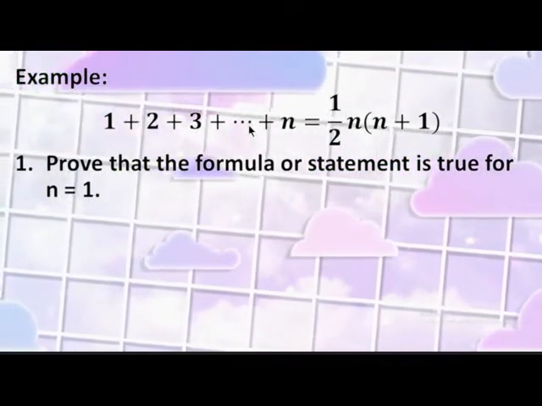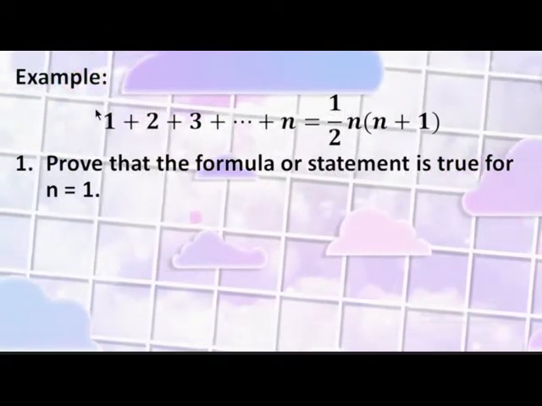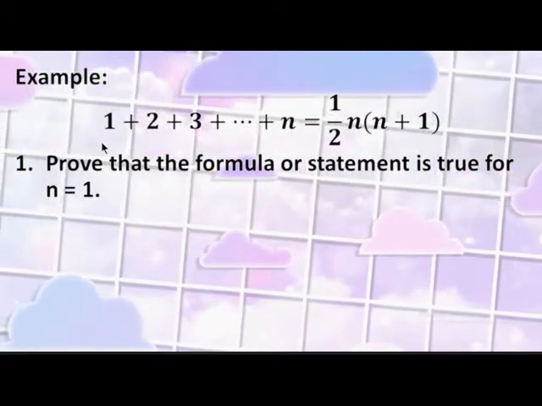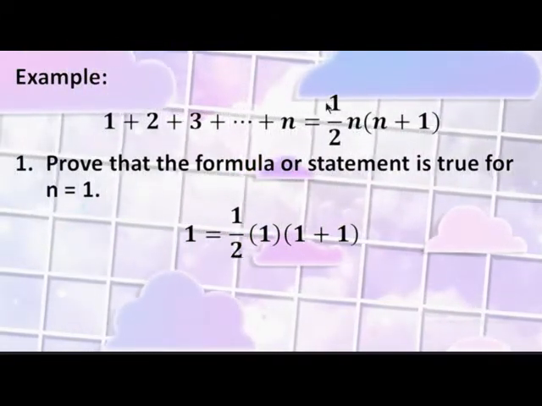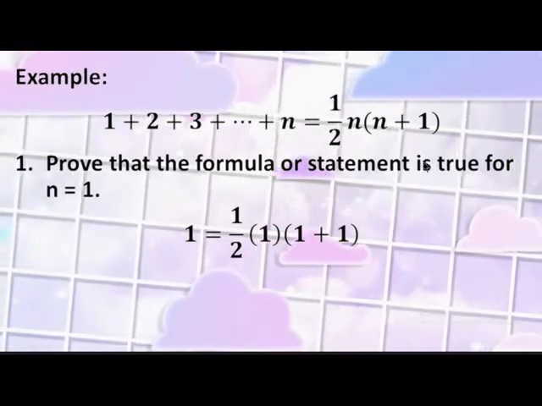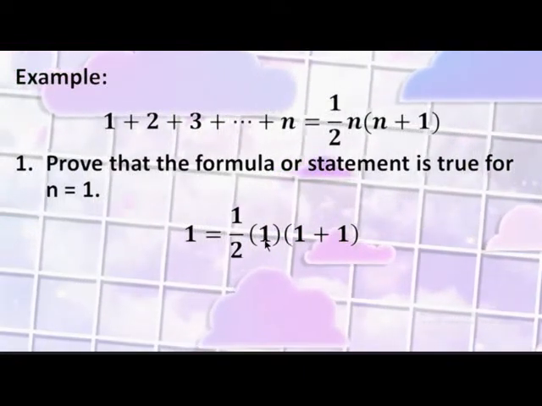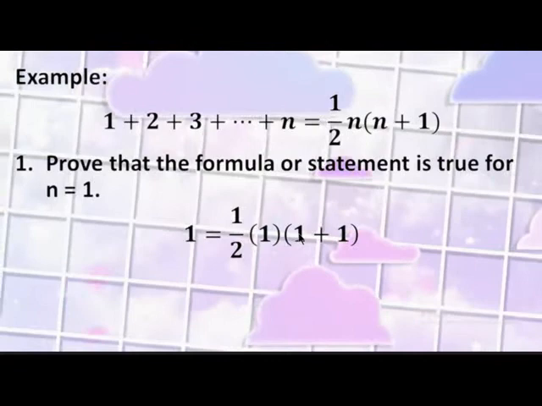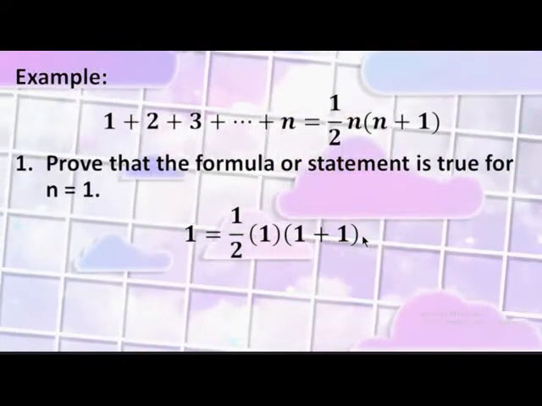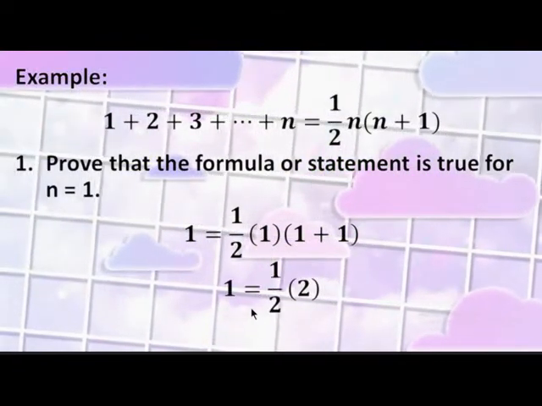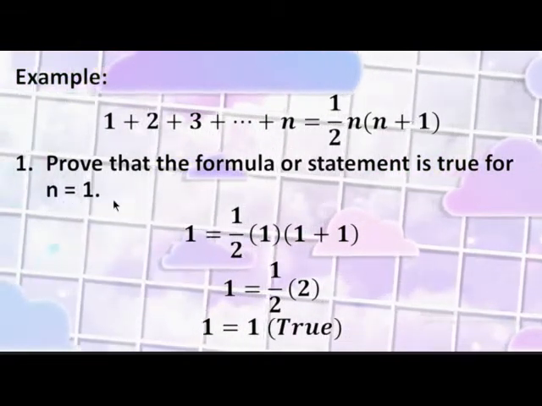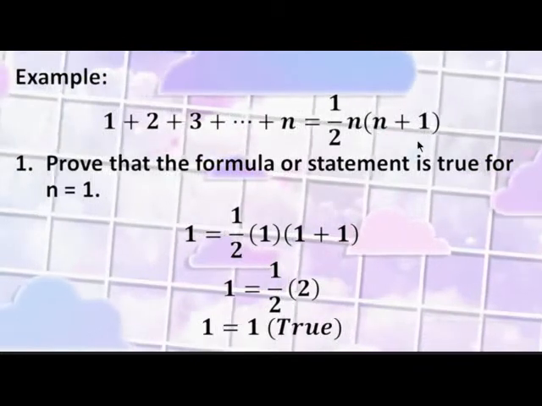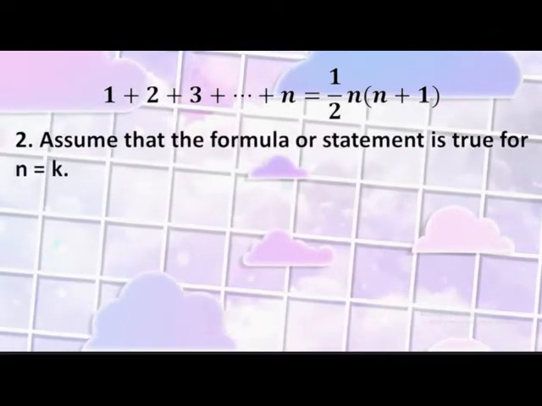If n equals 1, this addition only finishes at the first one. So 1 equals, and then we substitute the value of n into this general statement, 1 per 2 multiplied by n plus 1. By calculation we find that 1 equals 1. So it is true for n equal to 1. This statement is true.